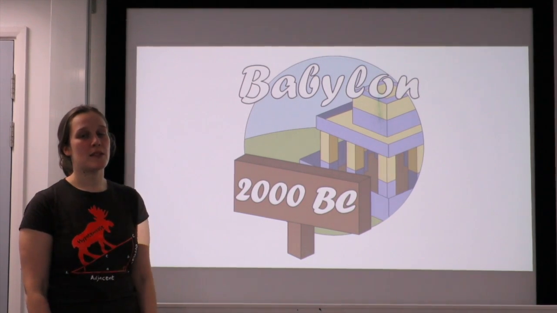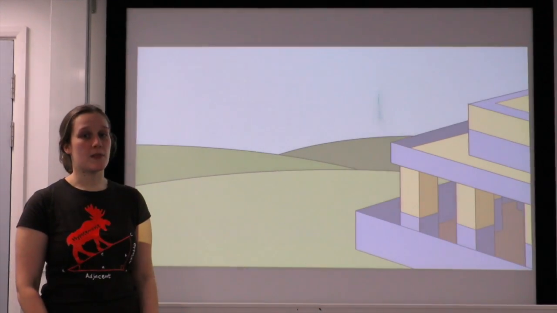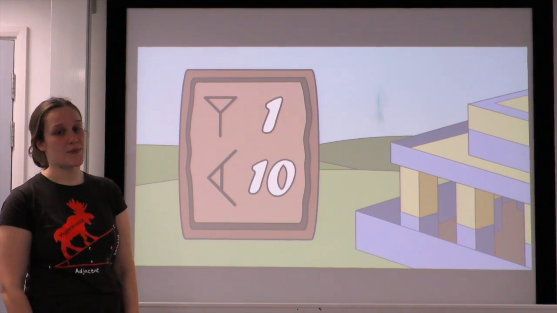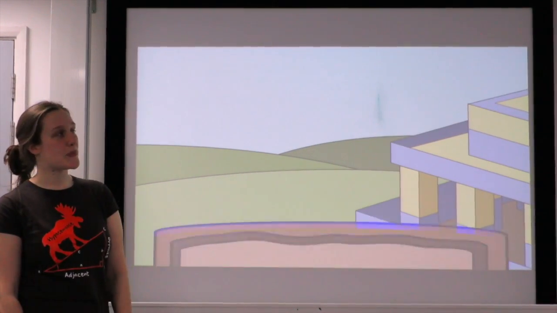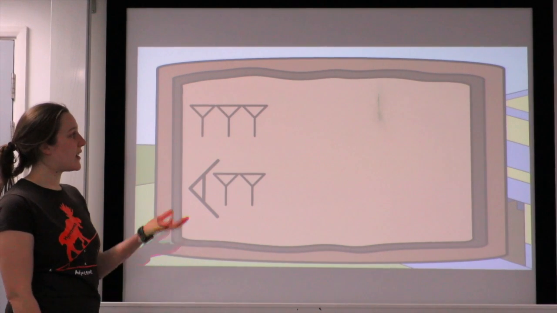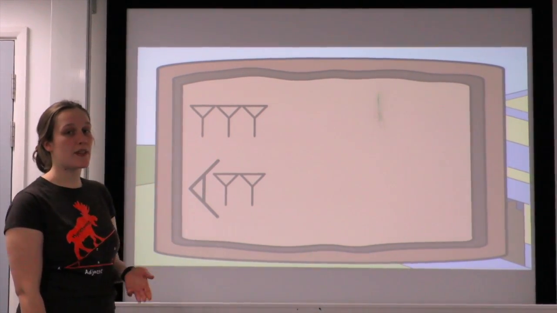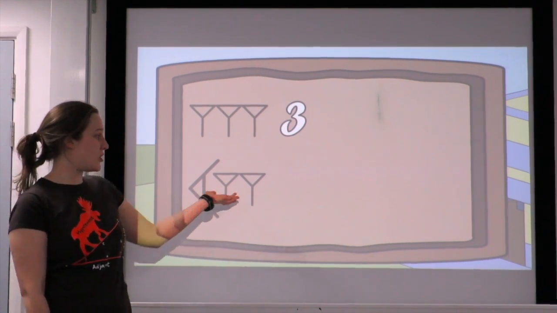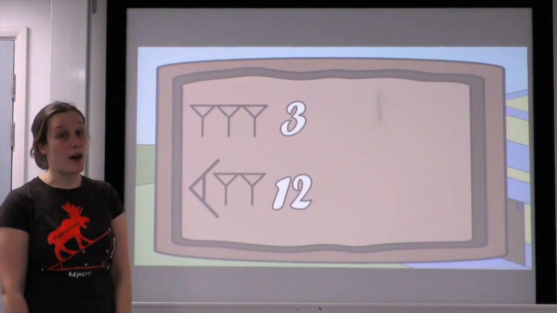The Babylonians developed a similar system. They used two symbols representing 1 and 10 to make values up to 60. Let's have a look at an example. Okay, so here we have 3 ones, which will give you the value 3. And here we have a 10 and 2 ones, which will give you the value 12.